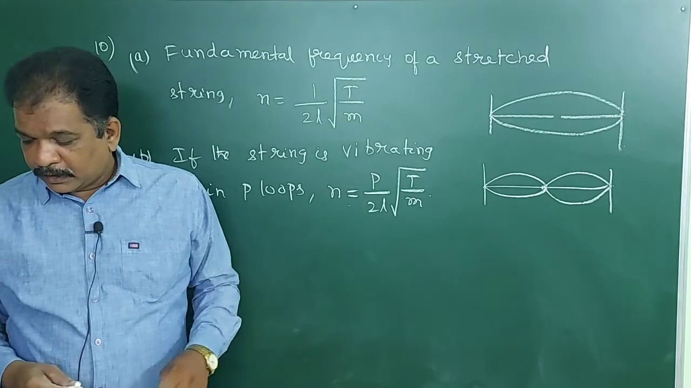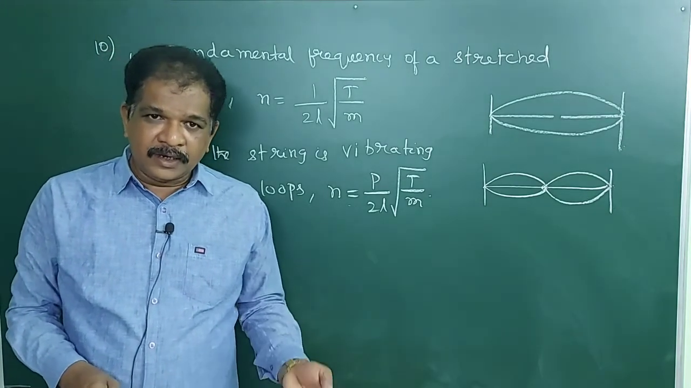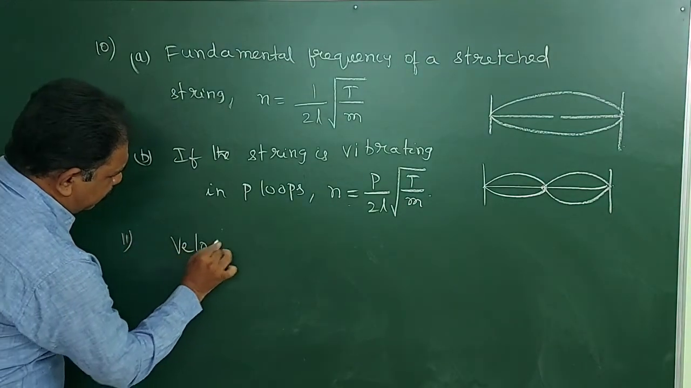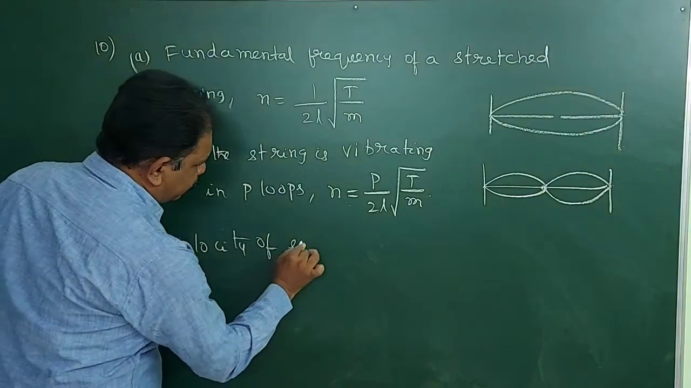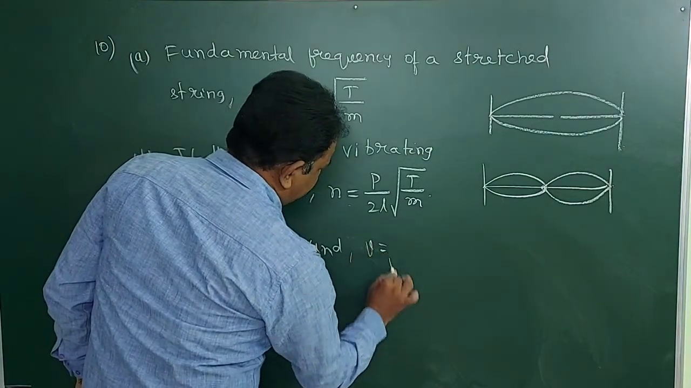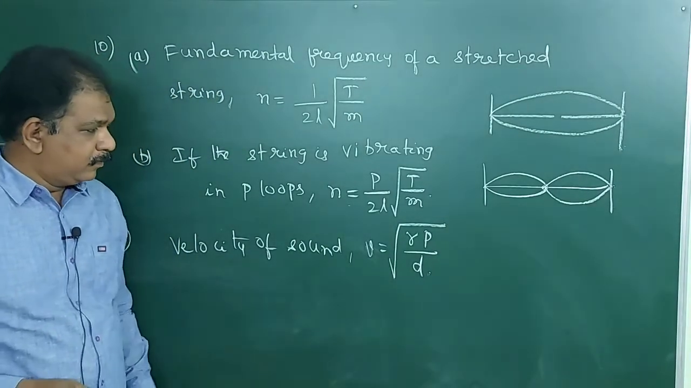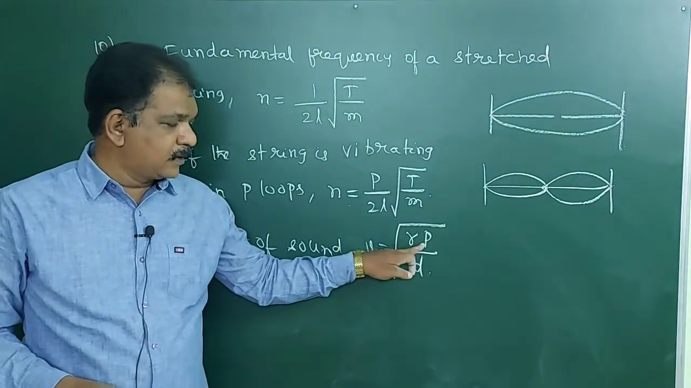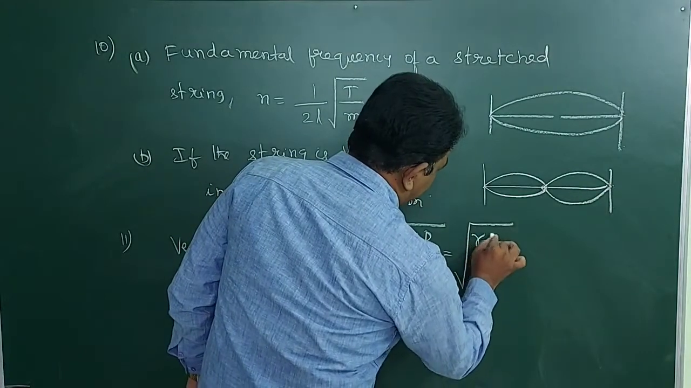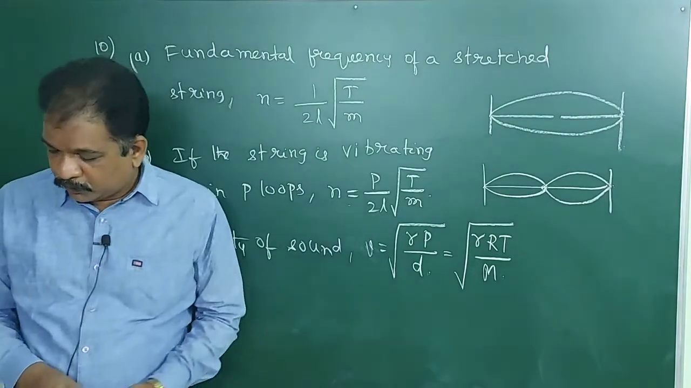Okay. Next, Newton's formula for velocity of sound. Newton-Laplace formula actually, that is. So, velocity of sound V is equal to square root of gamma P by D. Gamma is ratio of specific heats, P will be pressure, D will be density. We can write it as gamma RT by M.